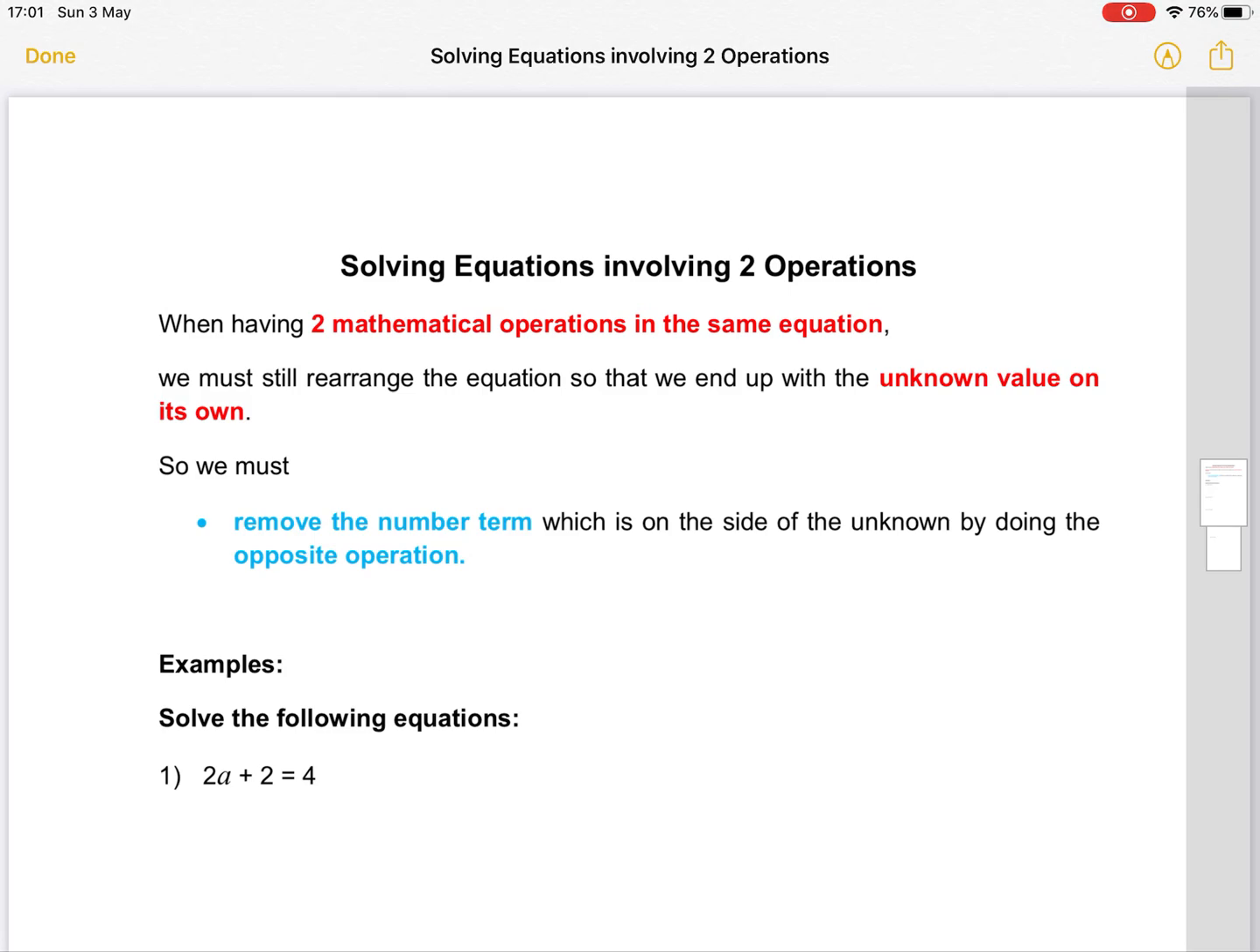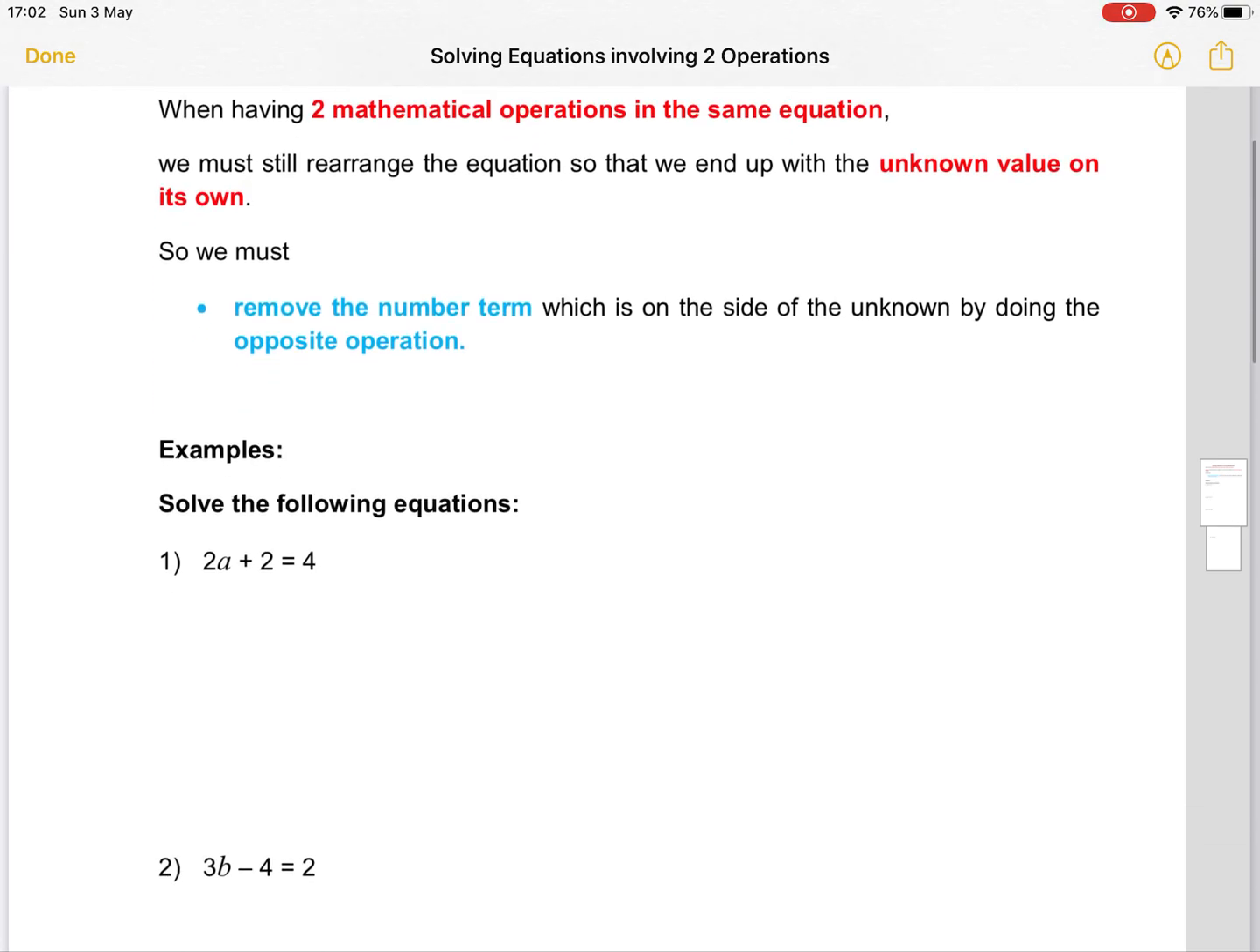Remember that if it's a plus, we need to subtract. If it's a minus, we need to add. If it's a multiplication, we need to divide. And if it's a division, we need to multiply. Okay? For example, let's start working the first equation. Solve the following equations. Example 1. 2a plus 2 is equal to 4.